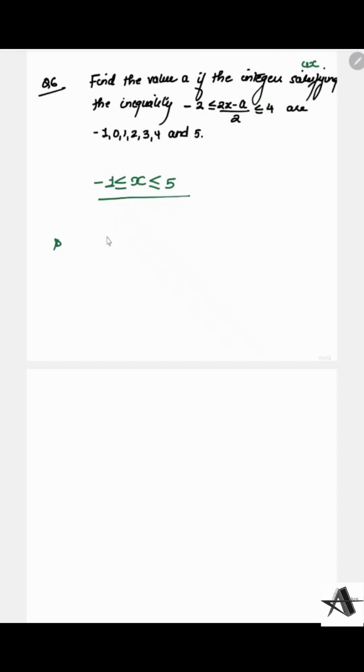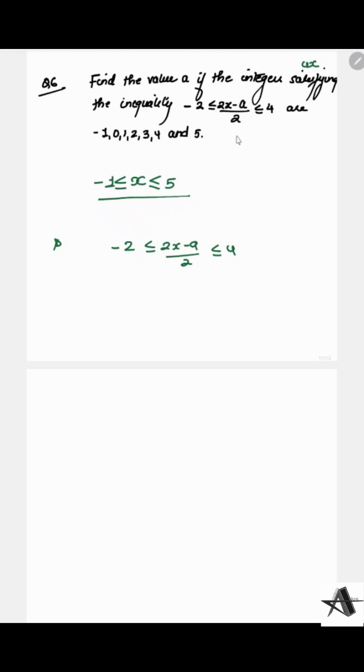And the question is minus 2 less than (2x minus a) over 2 less than or equal to 4. I have already calculated my answer because they have already mentioned that the integers satisfying the inequalities are negative 1, 0, 1, 2, 3, 4, 5. That means x is lying between negative 1 and 5, and that we have been doing. So you can write it like this. And because these two are less than or equal to, my final answer will also have the same inequality signs. So this is my answer.